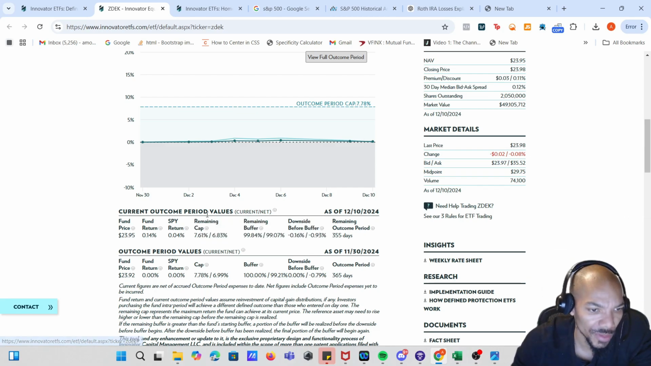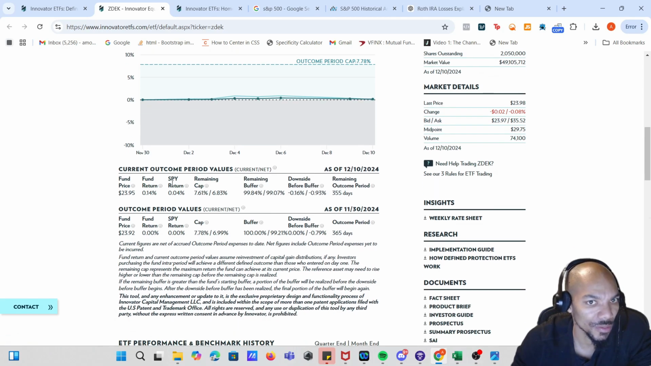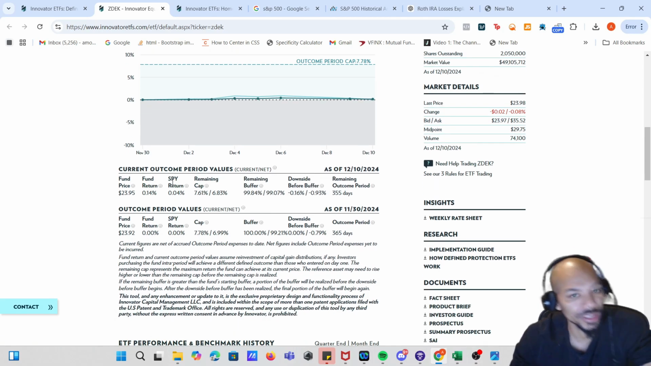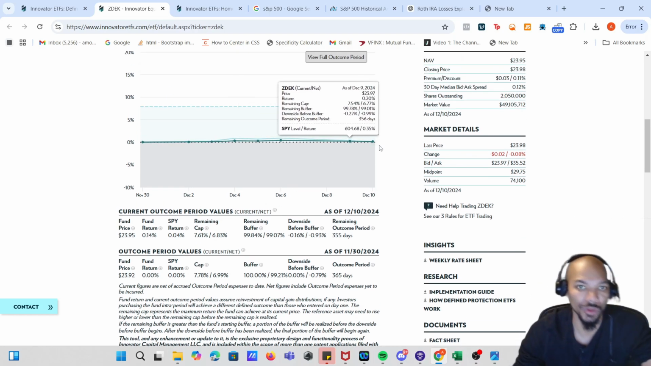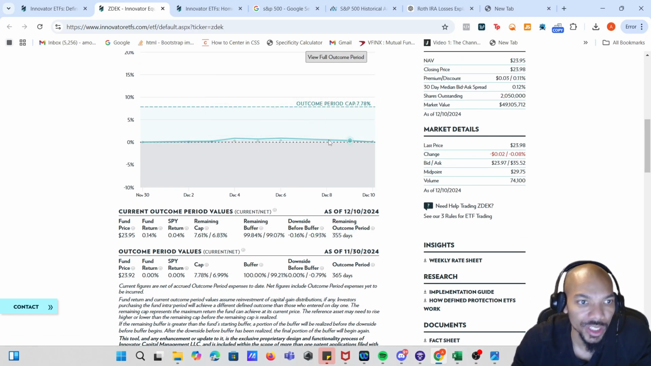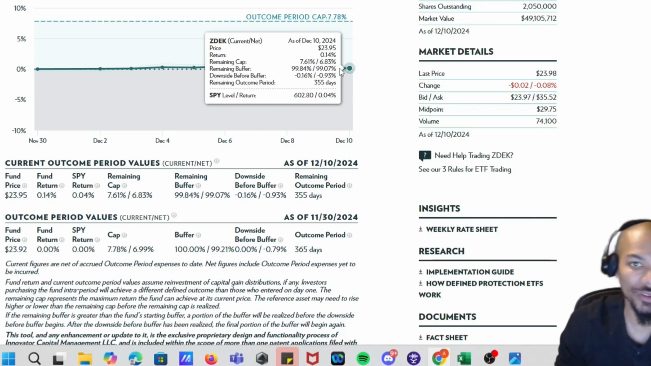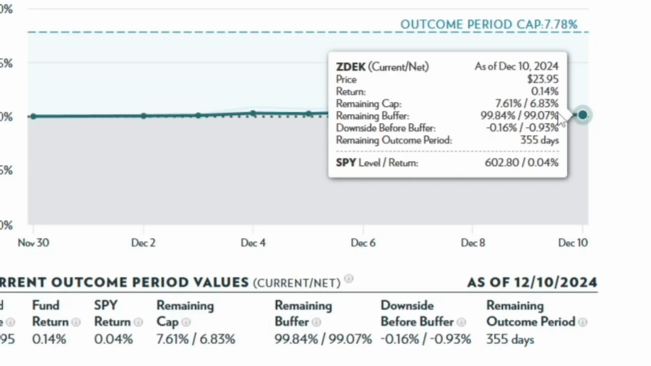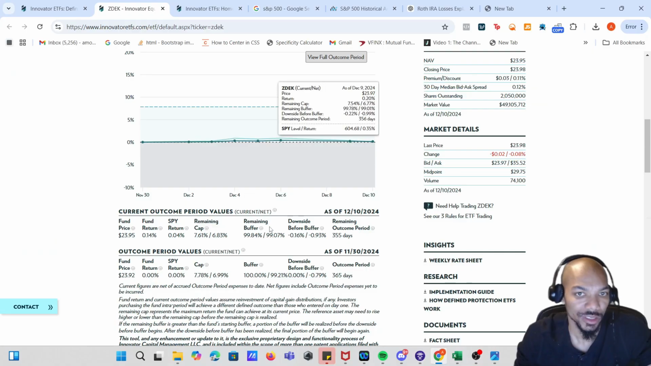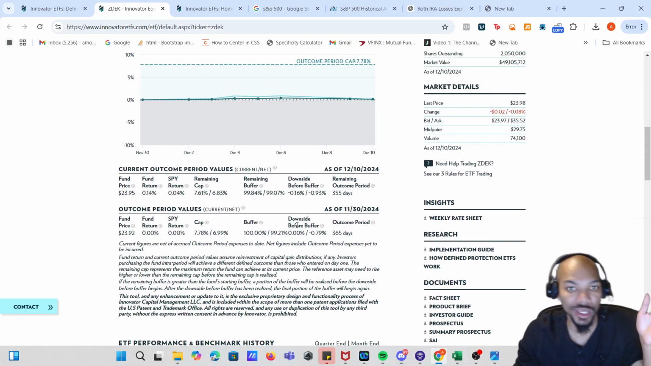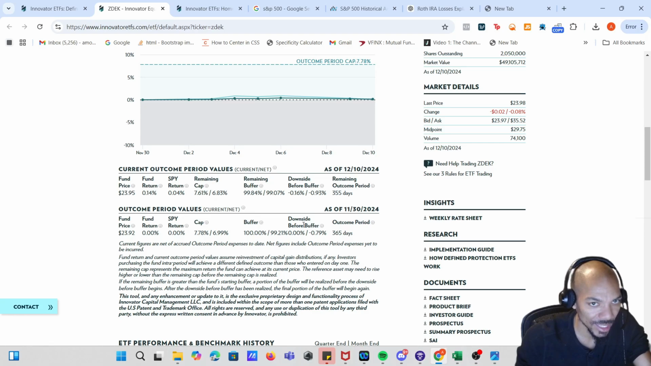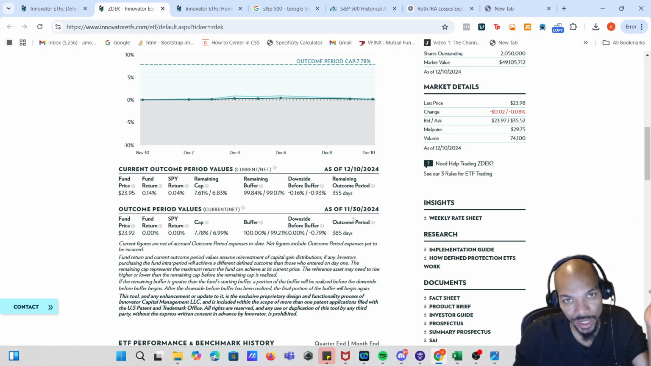And then you have the remaining cap of 7.61, because as of now, this is how much the S&P 500 return would be. So if you buy it midway, you would have to check the downside before the buffer kicks in. So these are the things you would check. You would check the remaining cap, the remaining buffer, and the downside before the buffer kicks in. So that's why you should probably buy it closer to the day that it was released or the month that it was released.